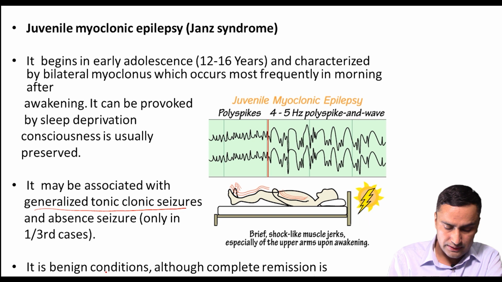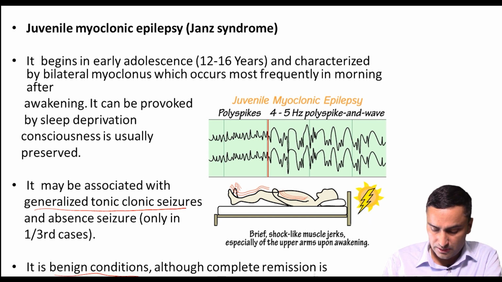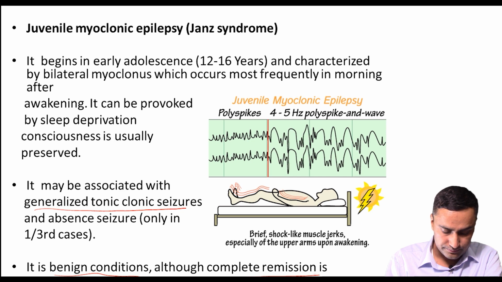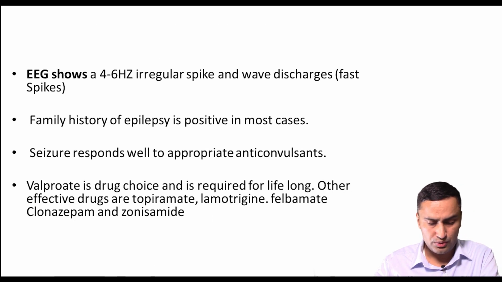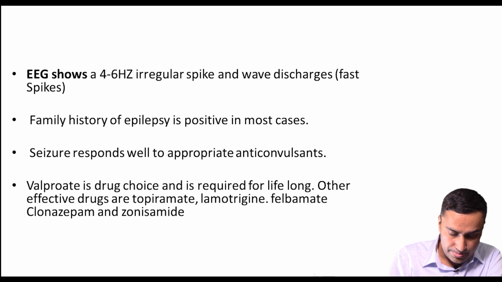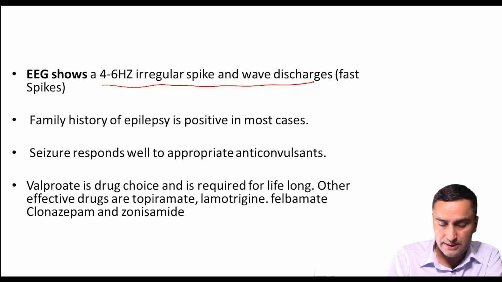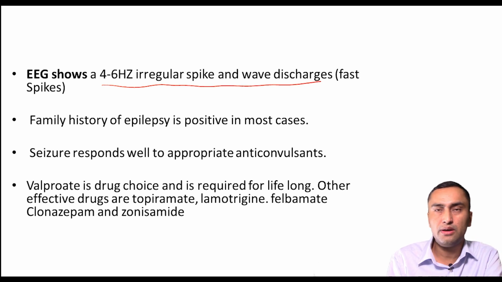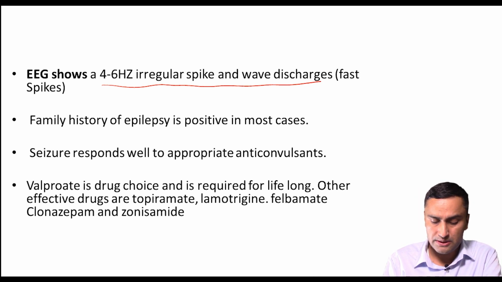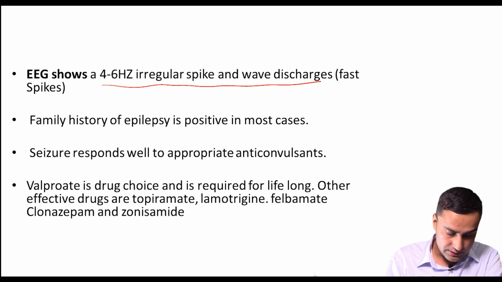It is a benign condition, although complete remission is uncommon. EEG shows 4 to 6 hertz regular spike wave discharges. This is another typical point on juvenile myoclonic epilepsy. The family history of epilepsy is positive in most of the cases, and the seizure responds well to appropriate anticonvulsants. Valproate is the drug of choice for myoclonic epilepsy.